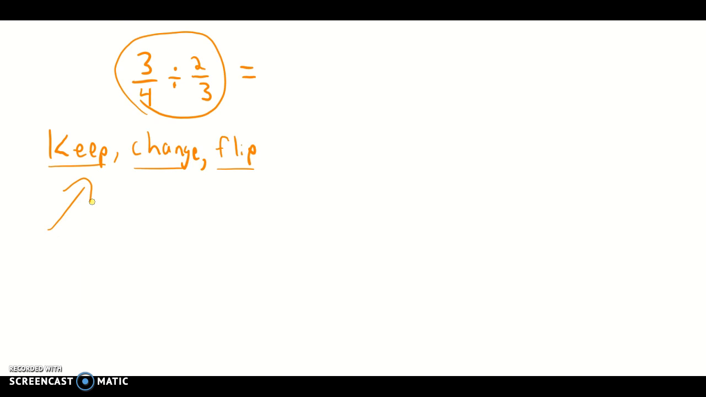So let's just illustrate what keep, change, flip is first. You've got a fraction, 3/4, divided by 2/3, and our goal is to simplify it. So to do that, we keep, there's your keep, right here, your fraction. Then you change the sign, you change division, there's your change to multiplication, and then you flip this fraction right here. So flipping that fraction is 3/2, and now you can simplify it, multiply across, and you get 9/8.